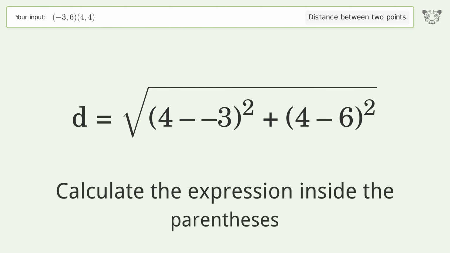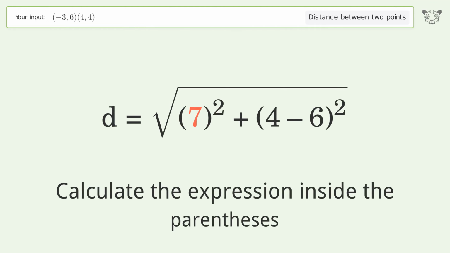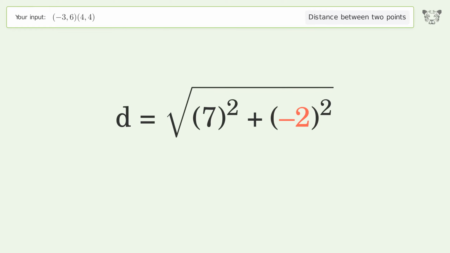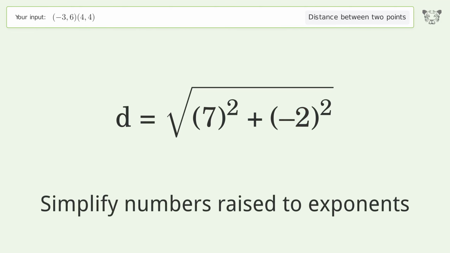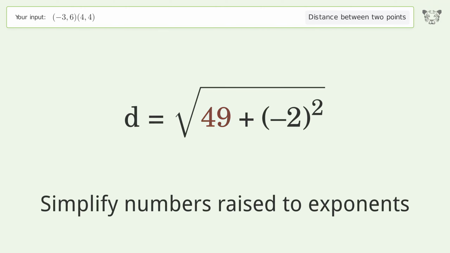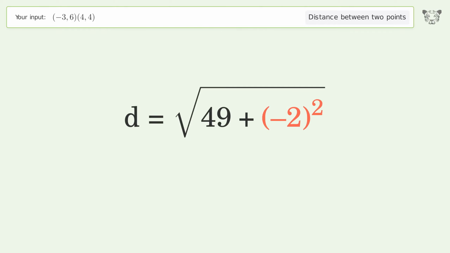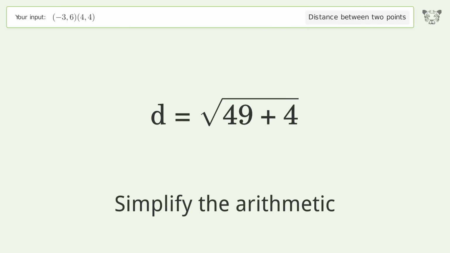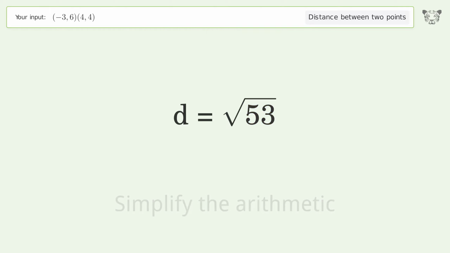Calculate the expression inside the parentheses. Simplify numbers raised to exponents. Simplify the arithmetic. And so the distance between the 2 points is the square root of 53, or 7.28.